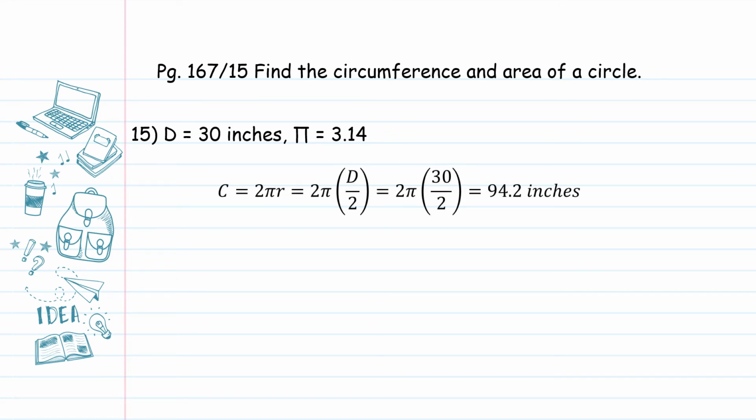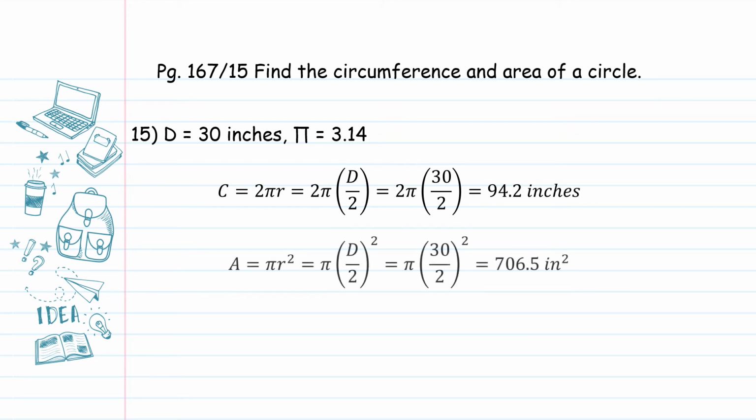So to find the circumference, the formula is 2 pi times r. R is equivalent to radius. We know that the radius is half the diameter, so we can substitute d over 2 for the radius, and then we can plug in our diameter into our equation, 2 pi times diameter divided by 2, which gives us 92.4 inches.